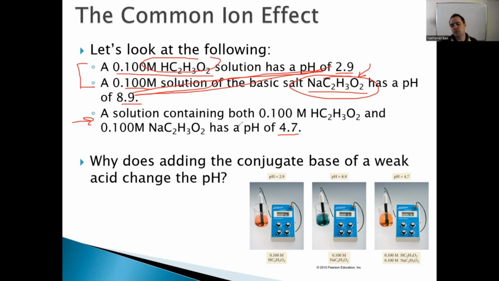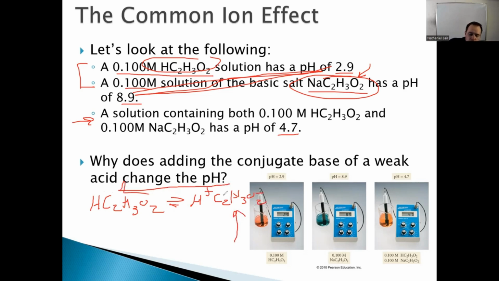We're actually going to predict that. It's going to be 4.74 if you do a 1-to-1 buffer. We'll get there in a second. Let's see. Why does adding the conjugate base of a weak acid change the pH? We just talked about that. Really, it's kind of Le Chatelier's principle if you think about it. That's a weak acid. It's going to dissociate into H plus and C2H3O2 minus. If I add conjugate base, it shifts away. So the weak acid won't dissociate as much, and that's why the pH goes from 2.9 up to 4.7. So it's kind of like Le Chatelier's principle.